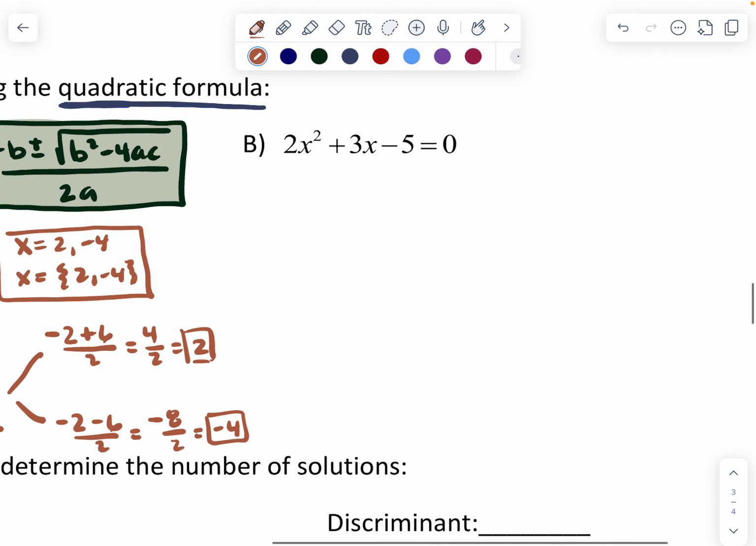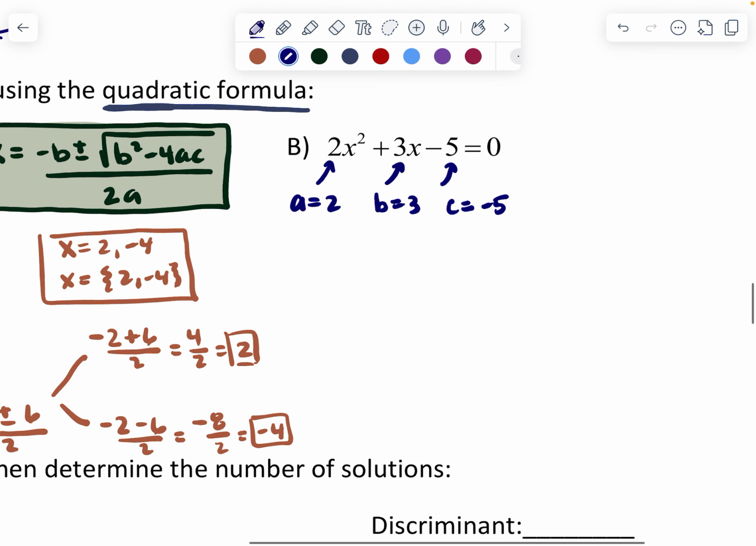All right, here we go. Let's label our A, B's, and C's. So my A value is the number in front of the x squared, which is 2. My B value is the number in front of the x, which is a 3. And my C value is the constant coefficient, which is -5. Okay? So what am I going to do here? Let's plug it into good old quadratic formula right here in that green, okay?